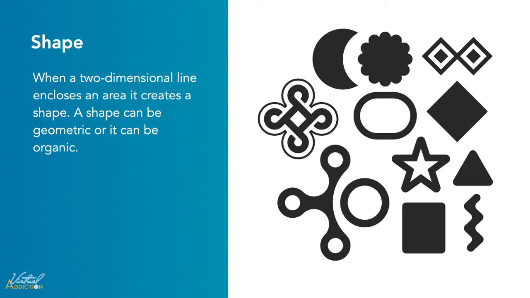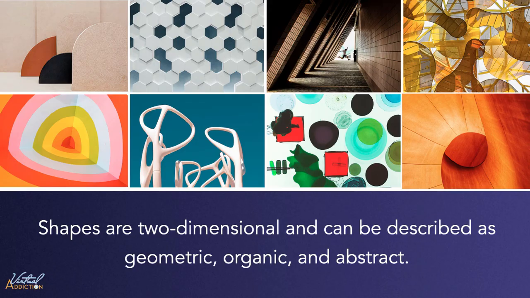A shape is the result of enclosed lines that form a boundary. Shapes are two-dimensional and can be described as geometric, organic, and abstract. Geometric shapes have structure and are often mathematical and precise, like squares, circles, or triangles. Shapes can add a lot of emphasis to a layout.